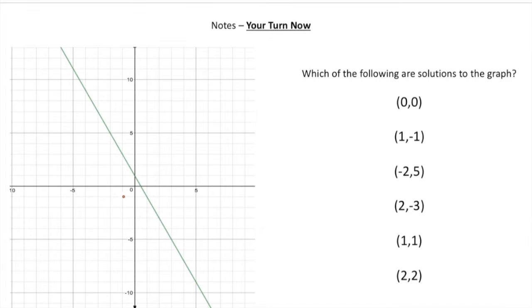All right, for the second part, you had to determine which of these points is a solution to the equation. So let's see. The first one, 0, 0, is not on the line, so that's not a solution. 1 and negative 1 is on the line, so this one is a solution. Negative 2 and 5 is a solution. It's on the line. 2 and negative 3, let's see, 2 and down 3, yep, that's on the line. So that's a solution. 1 and 1 is not on the line, so that's not a solution. And then 2 and 2 is not on the line, so that's not a solution. All right, how'd you do?